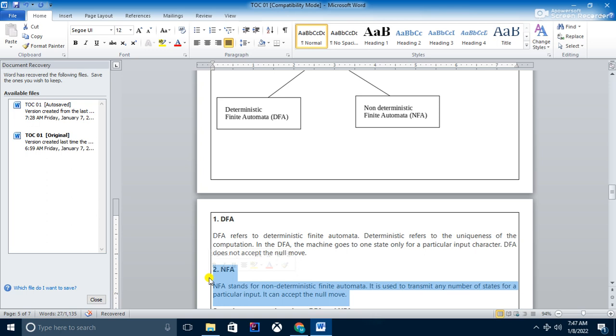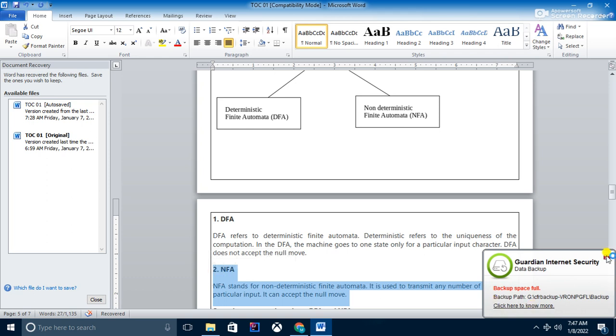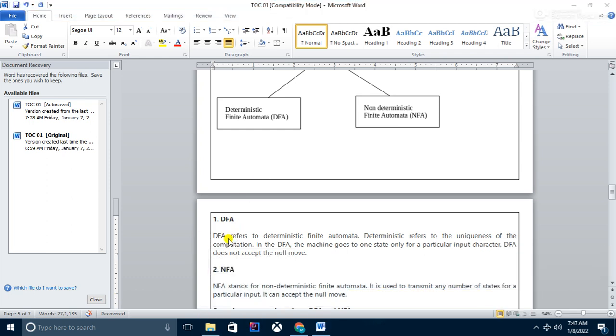And the second thing is that non-deterministic finite automata accept null moves, whereas deterministic finite automata does not accept null moves. So this is basically the difference between DFA and NFA. In case of DFA, there will be one move corresponding to the input symbol from one state to another state, only one move, that is, it will go from one state to only one other state.